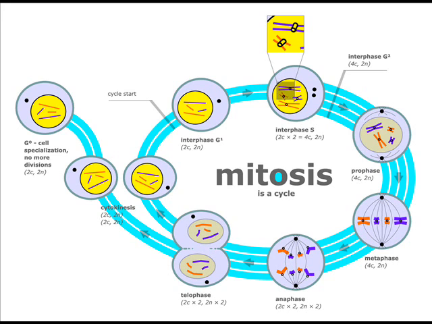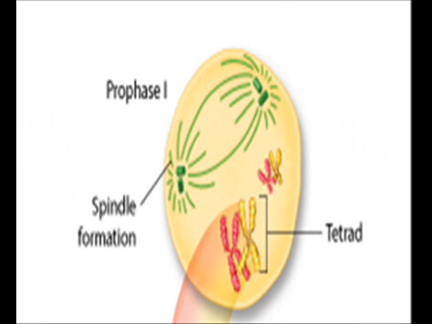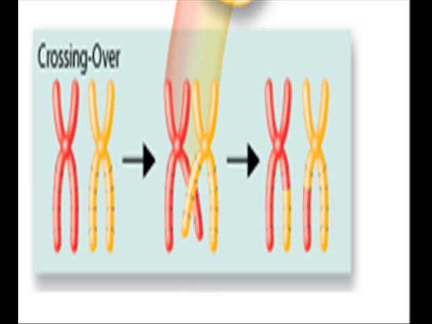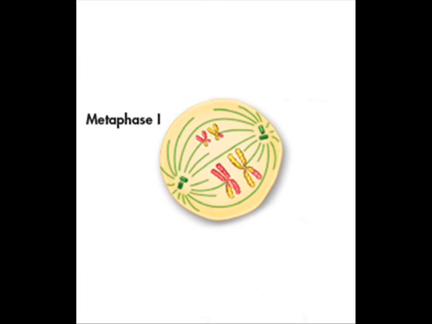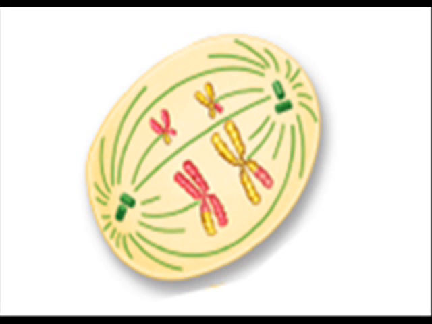The phases are interphase, prophase, metaphase, anaphase, telophase. In prophase, the chromatin condenses. The nuclear envelope breaks down. In metaphase, the chromosomes connect to spindles. In anaphase, the chromatids separate.